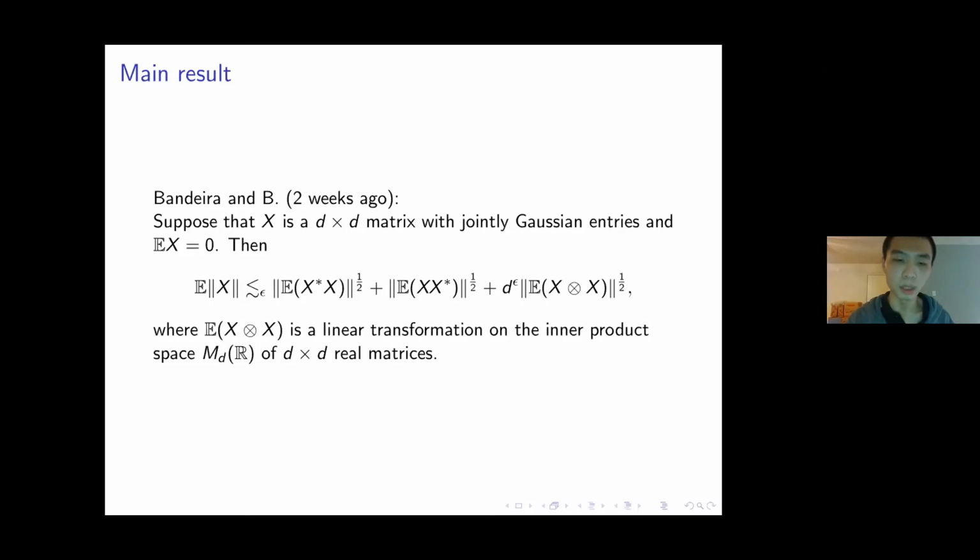And it's an inner product space because we can take the inner product of A and B to be just the trace of A times B transpose. So this is a linear transformation on this inner product space. And being a linear transformation, it makes sense to consider the spectral norm of this linear transformation. Okay. And then if this thing dominates this, then we get an exact estimate, up to a constant that depends on epsilon, for the expected spectral norm.